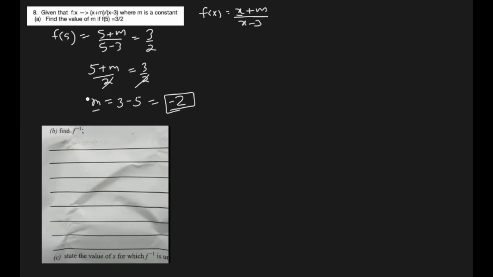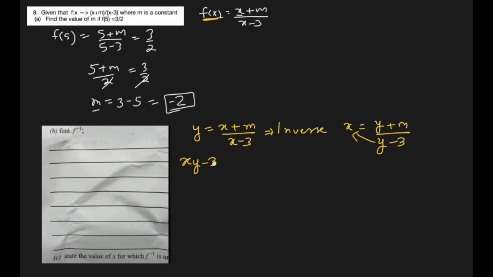Find the inverse of f. We have to find its inverse. Whenever we want to find the inverse, always substitute f(x) by y. So it becomes y equals (x plus m) over (x minus 3). And now the inverse of this will be when x becomes y and y becomes x. And we have to isolate this y, that will be the inverse. So let's cross multiply here. xy minus 3x equal to y plus m, which is minus 2 now. So we can write minus 2.